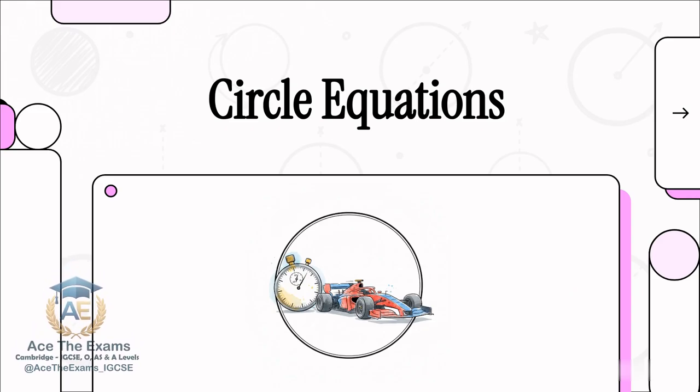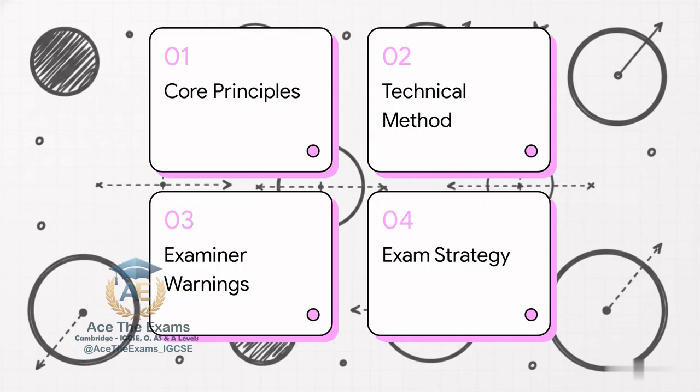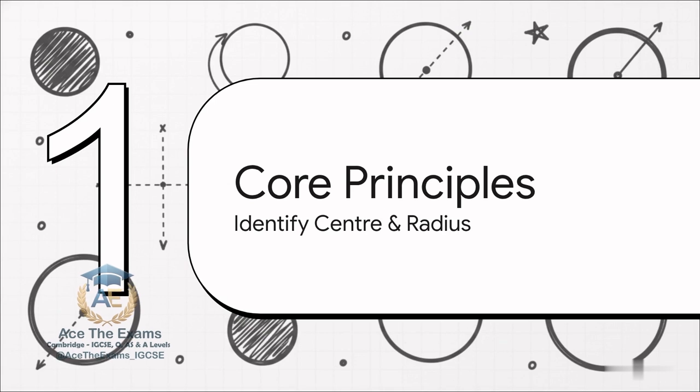We are going to decode exactly what the examiners want to see when you are asked to find the center and radius from complex circle equations. I absolutely love how structured this syllabus is. Think of our explainer today as 4 distinct, high-speed pit stops: decoding circle equations, securing method marks, critical examiner warnings, and finally, the success sequence. Let's get moving. Stop number 1, Section 1, decoding circle equations.